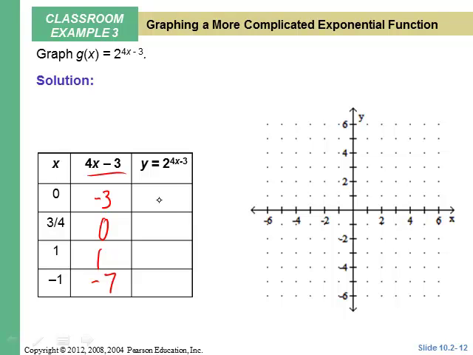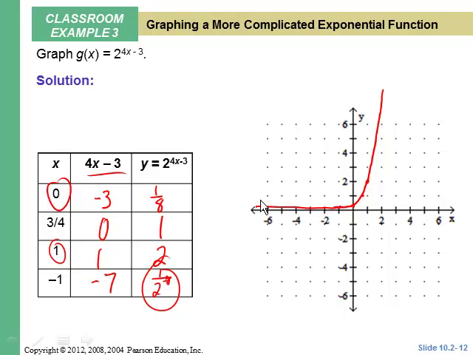2 to the negative third is 1/8. 2 to the 0th is 1. 2 to the first is 2. 2 to the negative 7th is 1/2 to the 7th, so we get positive 7th, that is. So over 0, up 1/8. Over 3/4, up 1. Over 1, up 2, back 1, up, whatever that'd be, 1/64th. And so our graph is going to go like this, kind of.